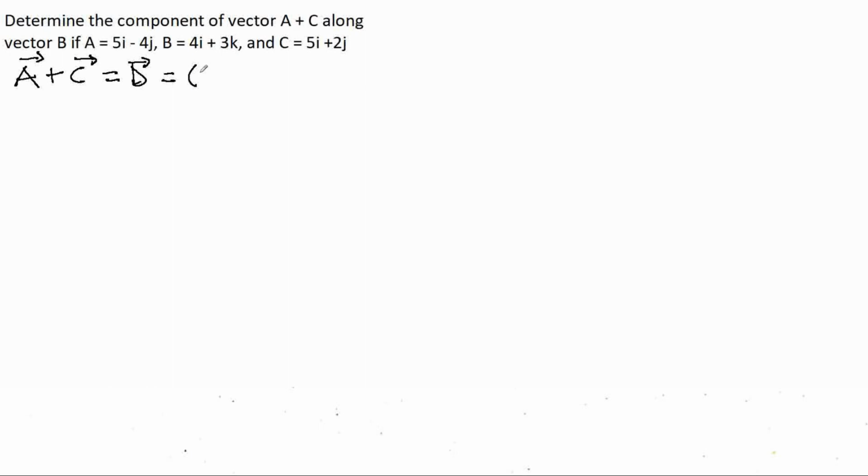the vector A is 5i minus 4j, plus the vector C, which is 5i plus 2j.